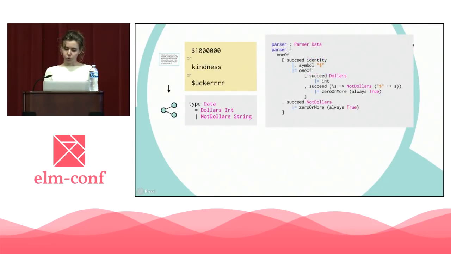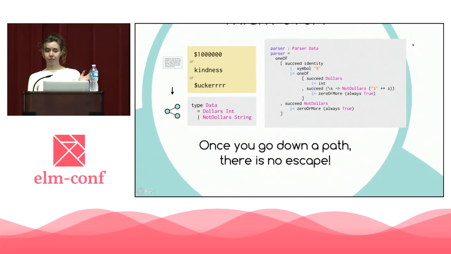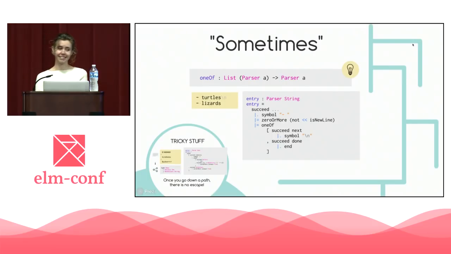And so instead, we actually have to just continue down this path. And it's like, okay, is there an end? Okay, then we can come back up. But if there's not, then we have to deal with that case as well. So the moral of the story is, once you go down a path, there is no escape. That's just how life is. You have to deal with it. This is actually not relevant for this thing, but it is an important lesson for dealing with parsers and others.